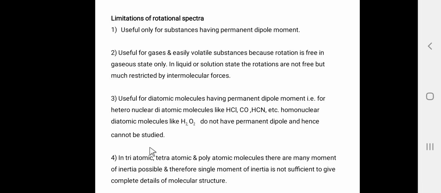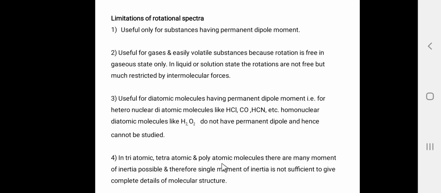Then here the last one is that in triatomic, tetraatomic and polyatomic molecules, there are many moments of inertia. Therefore, a single moment of inertia is not sufficient to give the complete detail of the molecular structure. So, these triatomic, tetraatomic and polyatomic molecules are not studied in case of the microwave spectra or the rotation spectra. So, these are certain limitations or shortcomings or drawbacks of the rotation spectra.